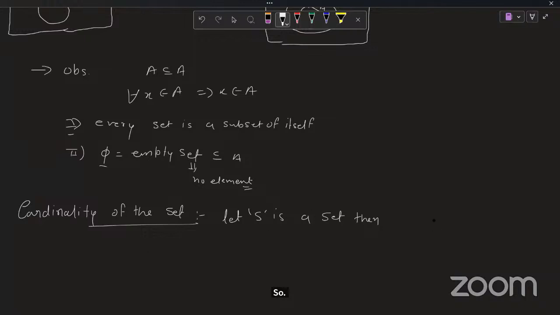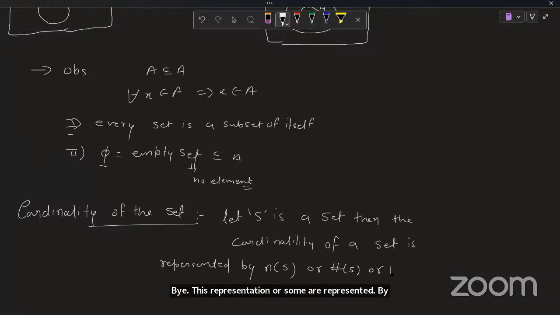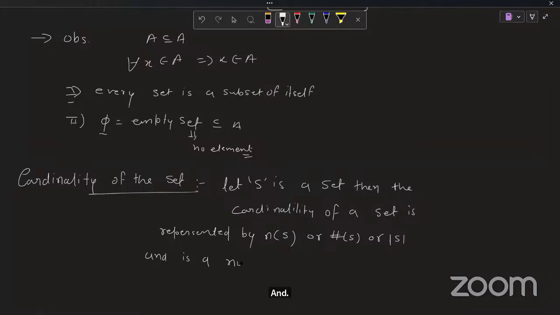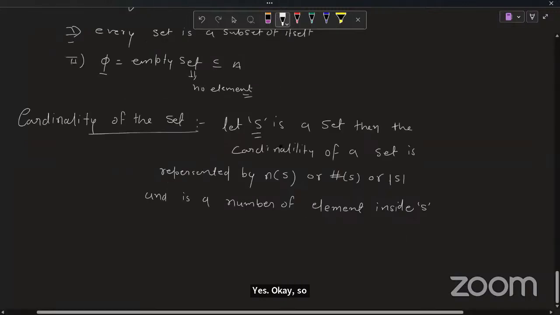So let S be a set, then the cardinality of a set. What is this cardinality? Yeah, that's what I am explaining. It is represented by this representation, or some are represented by this, and it is a number of elements inside S. So just count how many elements are there inside S. That will become the cardinality of S.